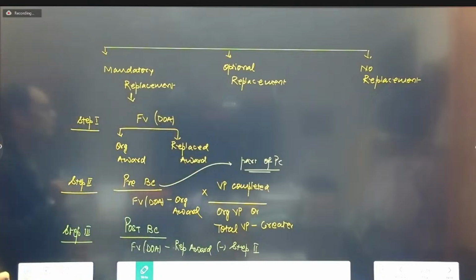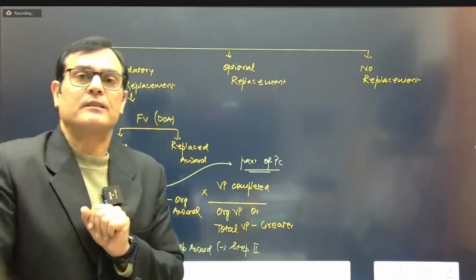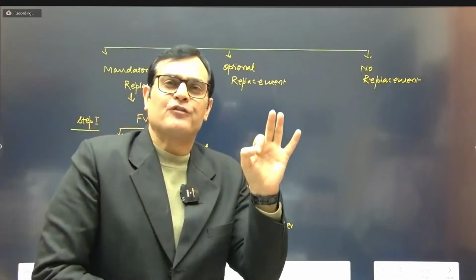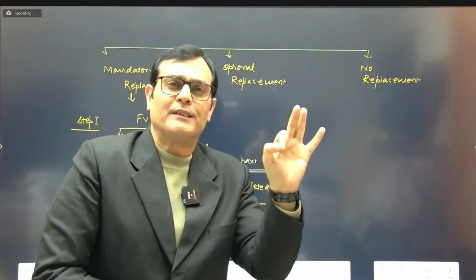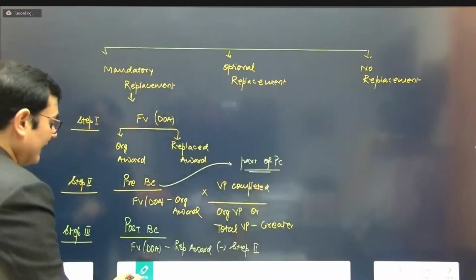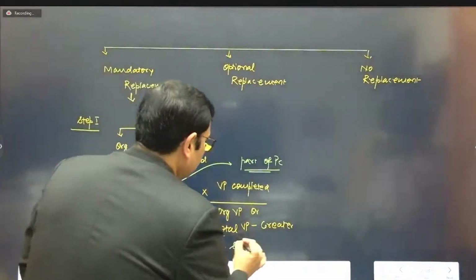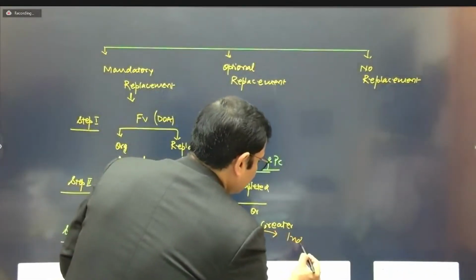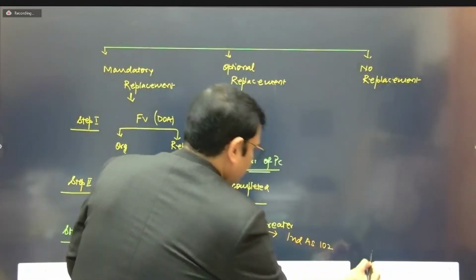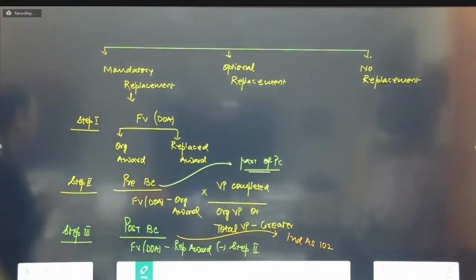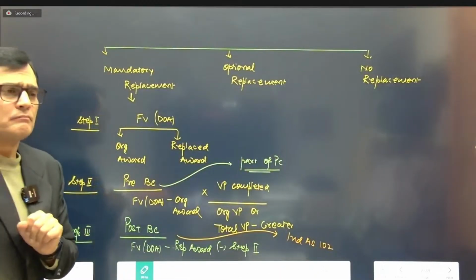I'll reduce the figure which is computed in terms of step number 2, and the balancing figure represents what relates to the post-business combination. The portion which relates to the post-business combination is going to be accounted under Ind AS 102.